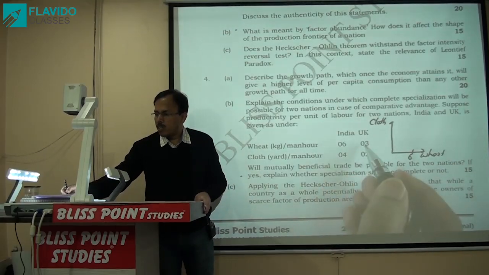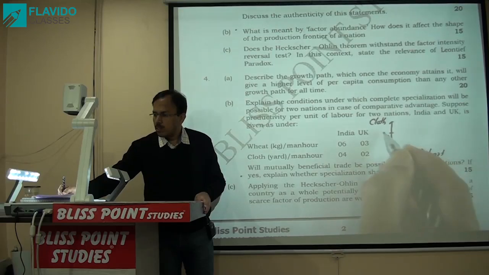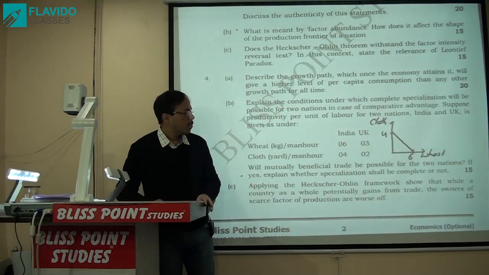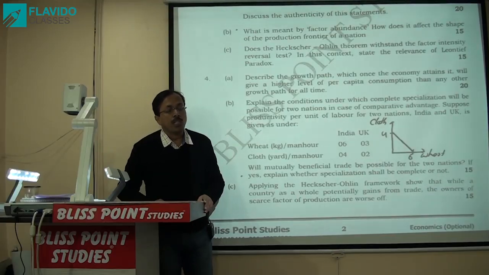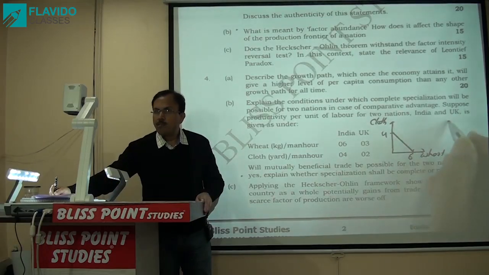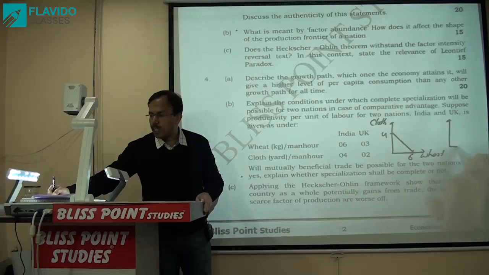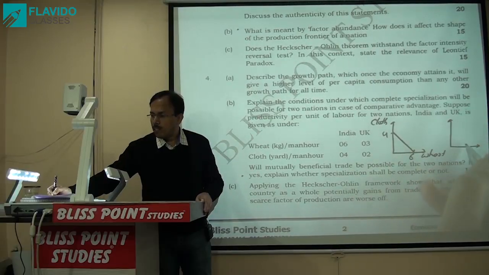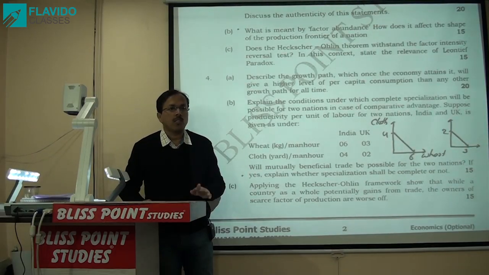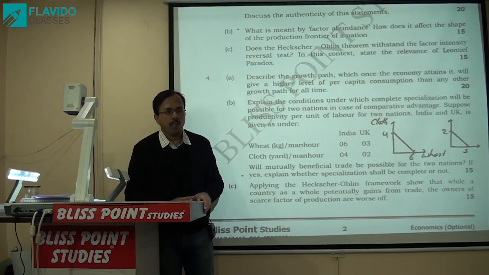And in that hour, how many unit of cloth? 4. If you connect that line, what is slope? 2 by 3. So 2 by 3 is opportunity cost of wheat. And if you draw that diagram for UK, then it will be 3 and 2. What is opportunity cost again? 2 by 3. So opportunity cost is same. So when opportunity cost is same, then trade is not beneficial.